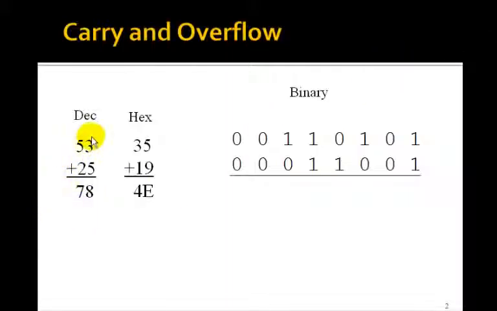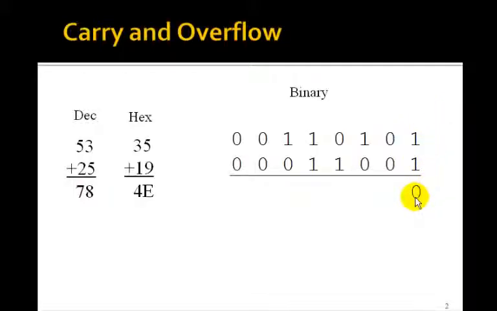Suppose we want to add this decimal number 53 to 25. The answer is 78. In hex, 53 is 35. In hex, the decimal number 25 is 19. If you add 5 and 9, you get 14, which is E. 3 plus 1 is 4, so 4E is the hex value of 78. Let's do this binary addition here.